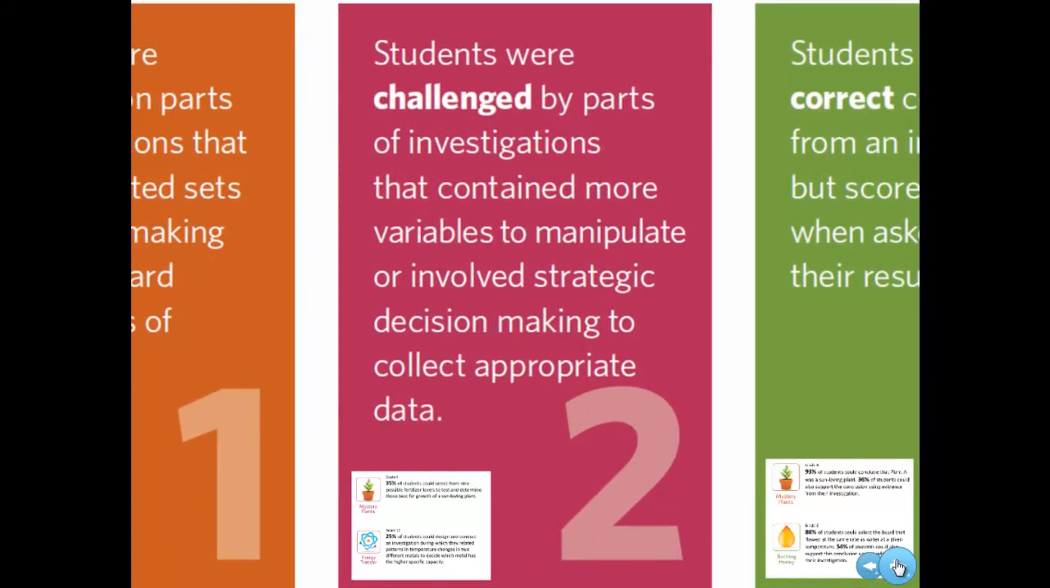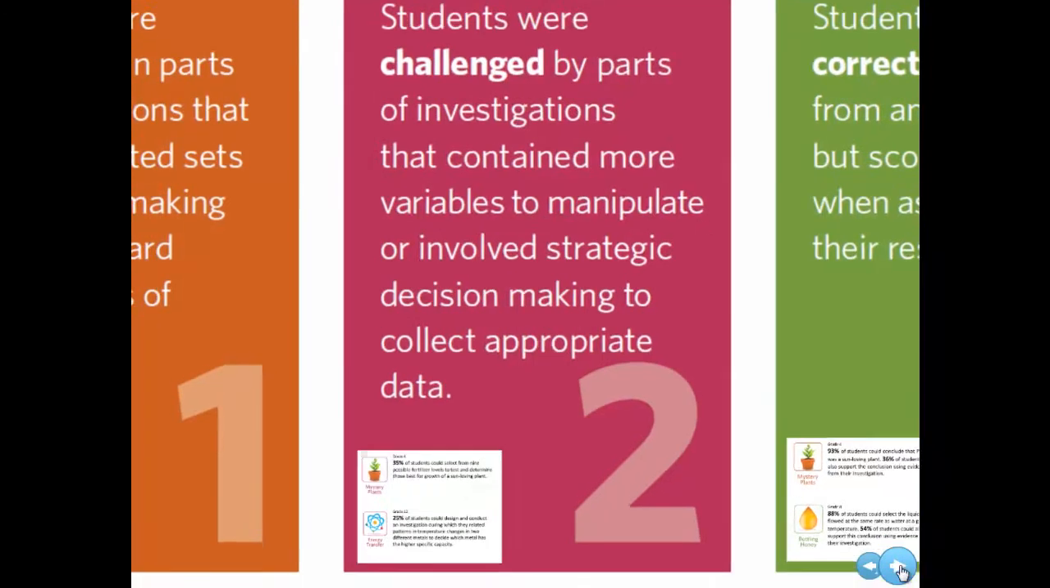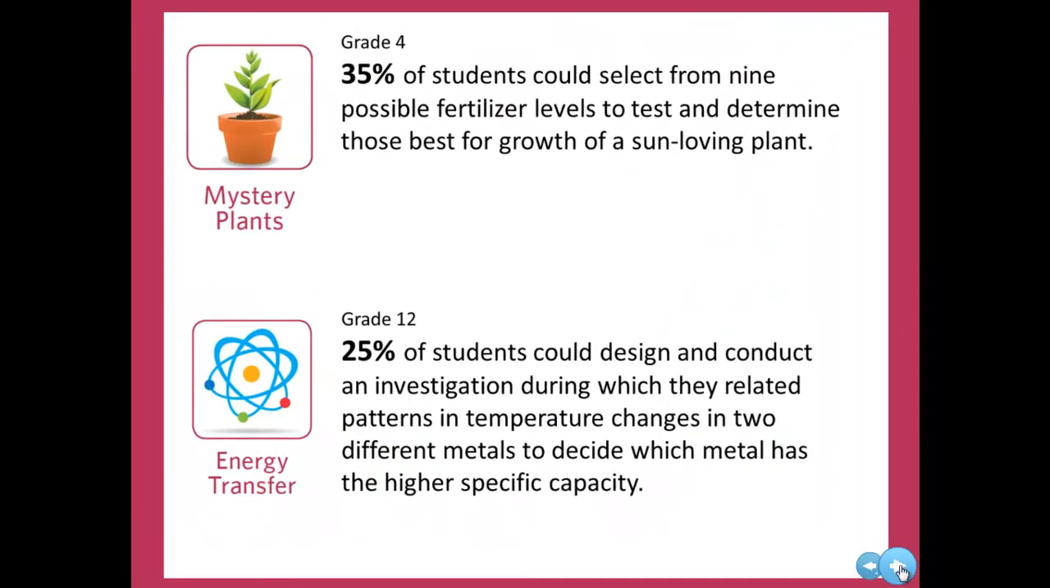However, students were challenged by parts of investigations that contained more variables to manipulate or involved strategic decision-making to collect appropriate data. For example, in Experiment 3 of the Mystery Plants computer task, which we did not show, 35% of students could select from 9 fertilizer levels to test and determine correctly the level most conducive to the growth of a sun-loving plant. Similarly, 25% of grade 12 students could perform a challenging investigation on energy transfer, an interactive computer task that we haven't covered today, that asks students to investigate thermal energy transfer between substances to determine the better metal for a cooking pan.